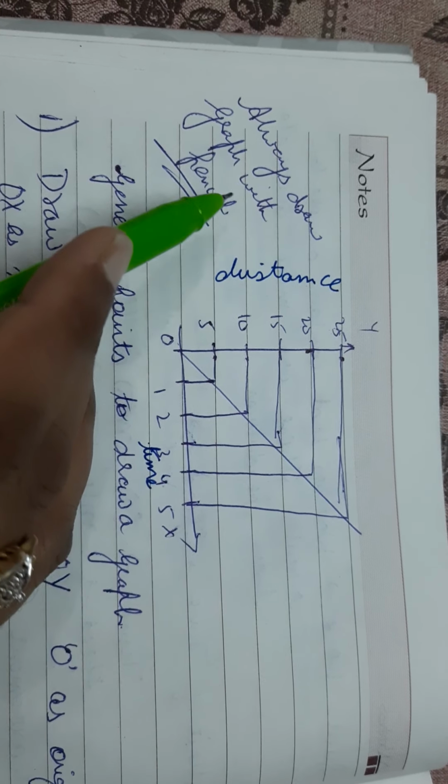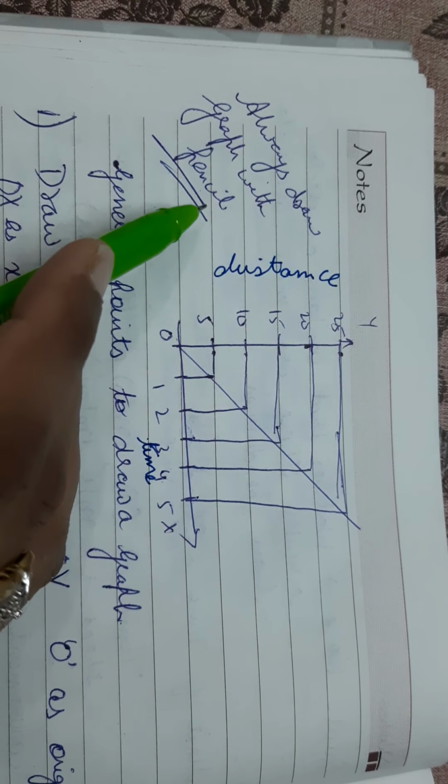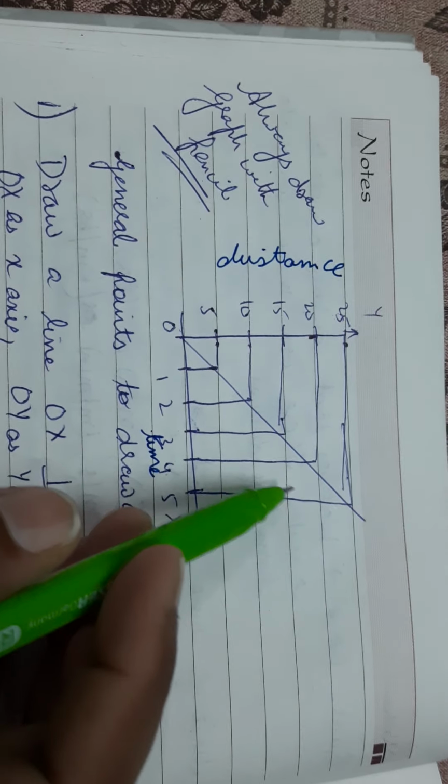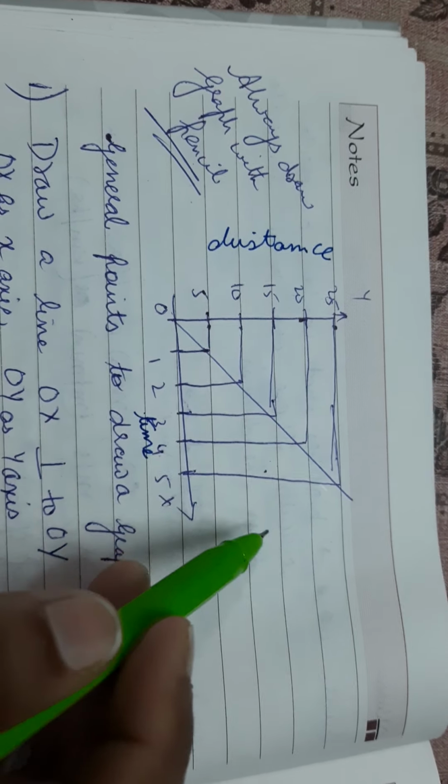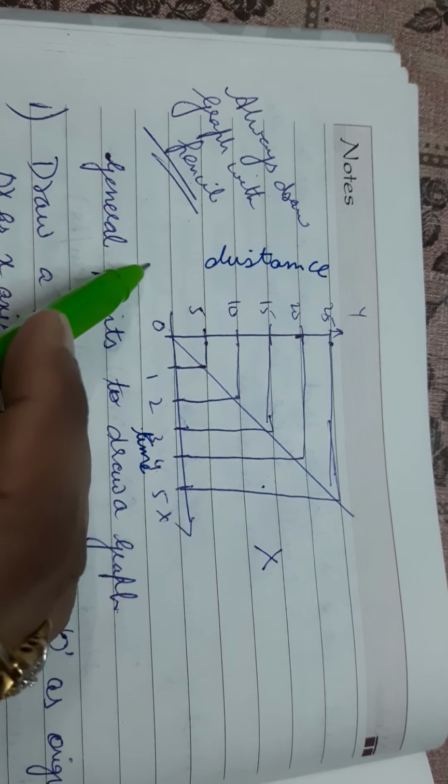One more thing we have to remember: we always have to draw the graph with a pencil, not with a pen like this. I have drawn here with a pen just to tell you that this is wrong. We have to draw with a pencil.